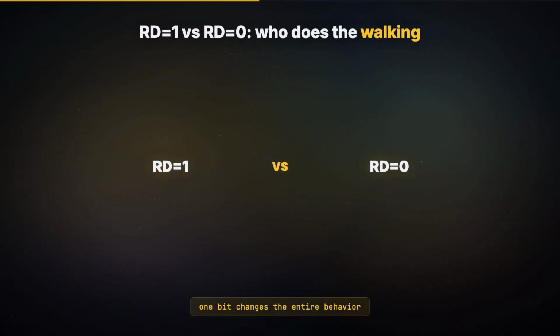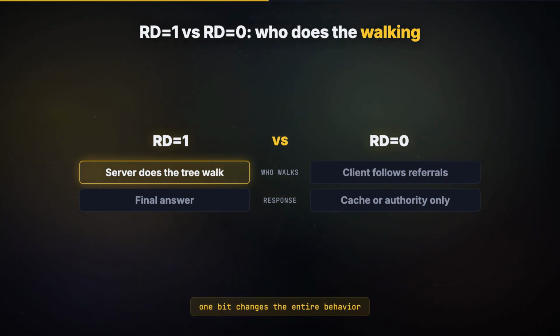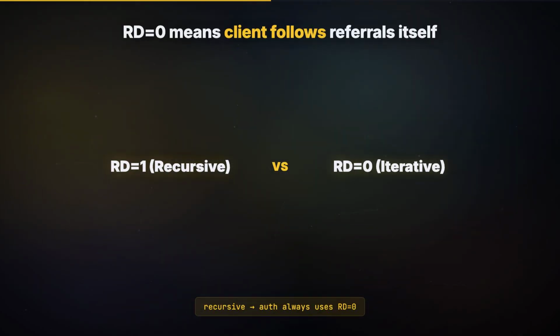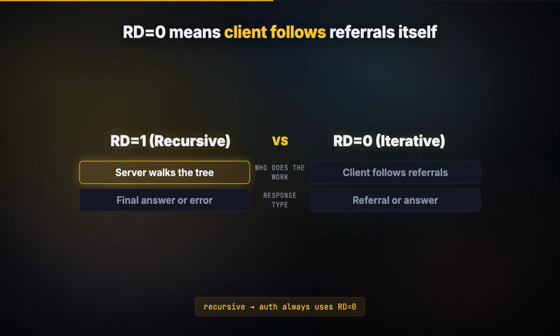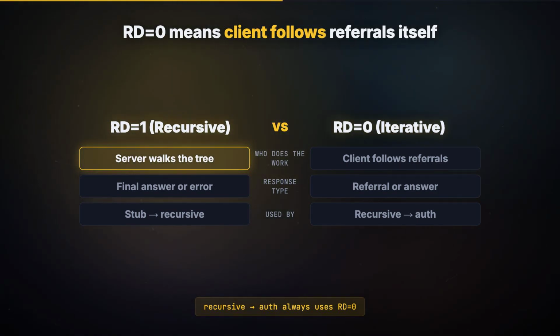When RD is set to 1, the client asks for recursive service and the server walks the entire tree. When RD is 0, the server replies only from its own cache or authority. If it doesn't know the answer, it returns a referral and the client must follow it manually. Stub resolvers always set RD to 1. Recursive resolvers send RD 0 to authoritative servers because those servers don't recurse anyway.